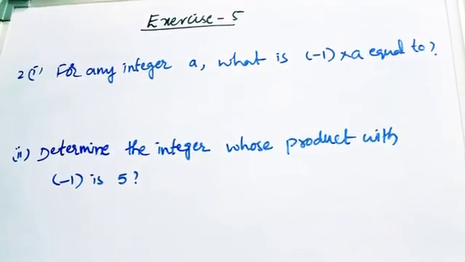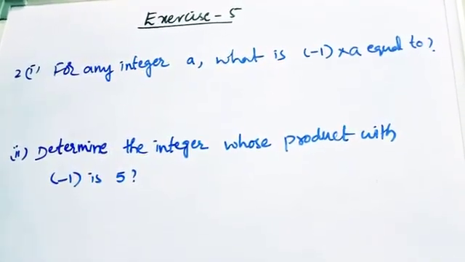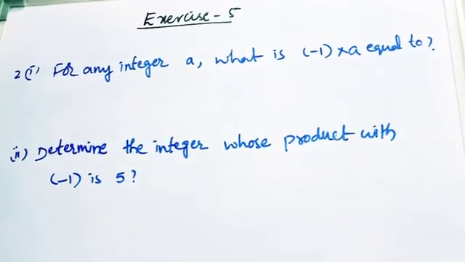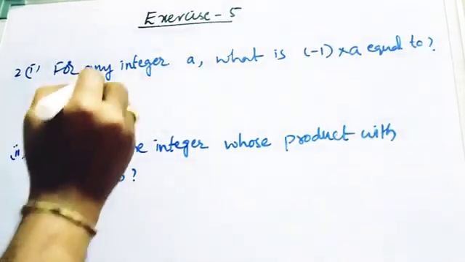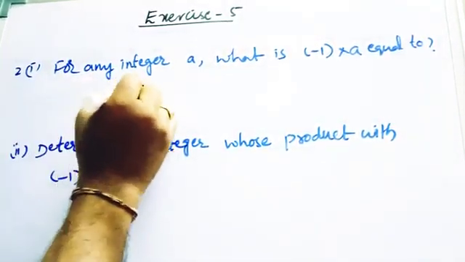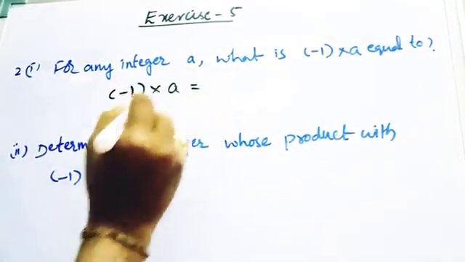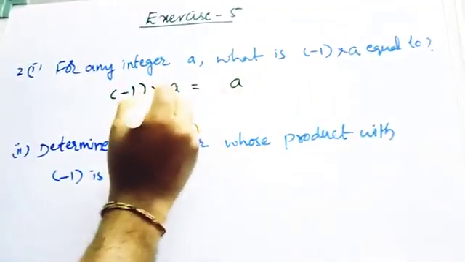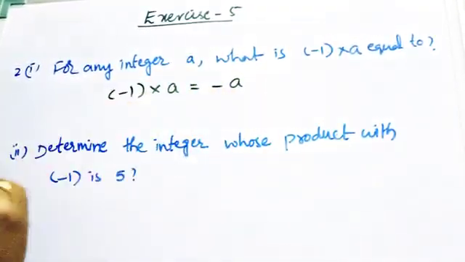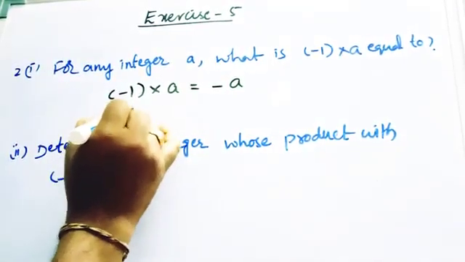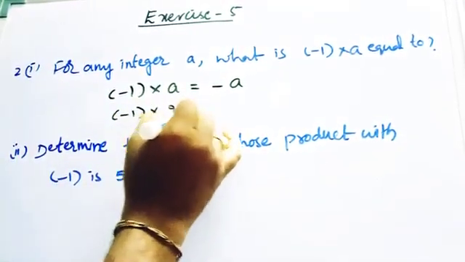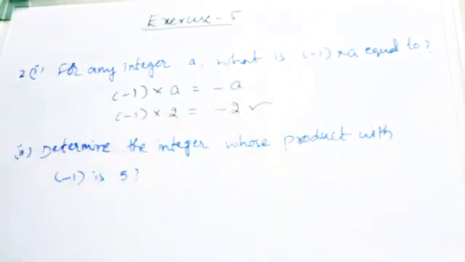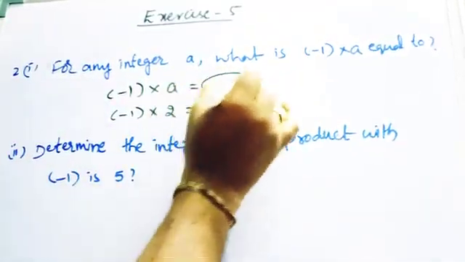Next, second bit: for any integer a, what is minus 1 into a equal to? So here a is any integer, so if I'm taking minus 1 into any integer, the answer is 1 into a, here positive into negative, minus a will come. For example, if I'm taking minus 1 into 2, then the answer is minus 2, so the answer is minus a.